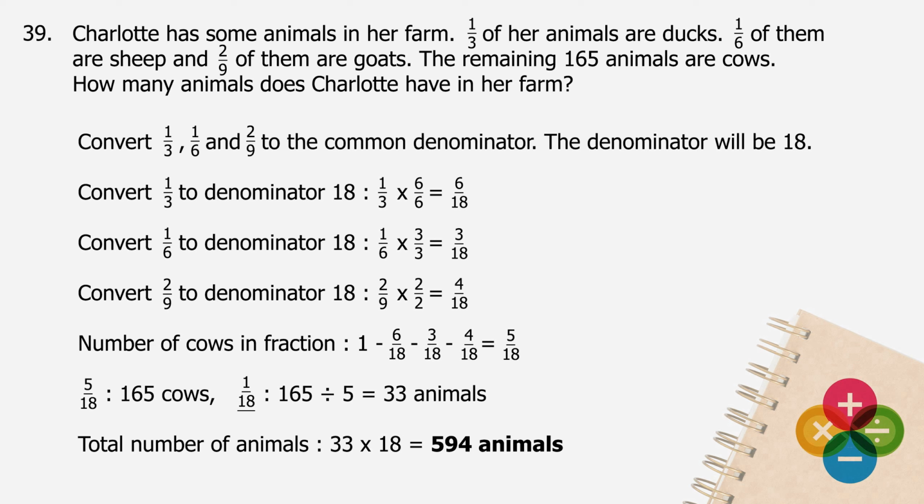The number of cows in fraction will be, subtract 1 from 6 over 18, and then from 3 over 18, and from 4 over 18, and the difference is 5 over 18. 5 over 18 is equal to 165 cows. 1 over 18 will be, divide 165 by 5, and the quotient is 33 animals. The total number of animals will be, multiply 33 by 18, and the product is 594.